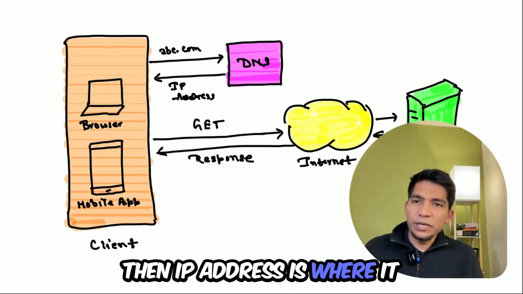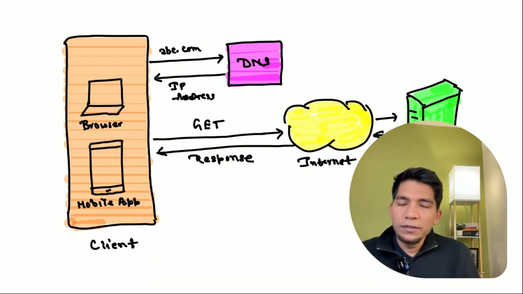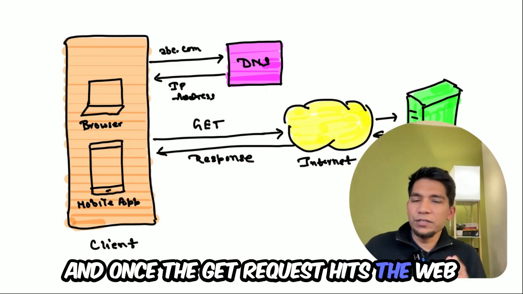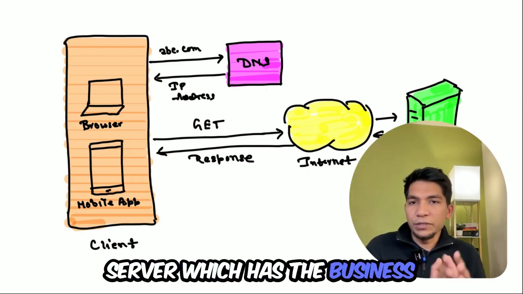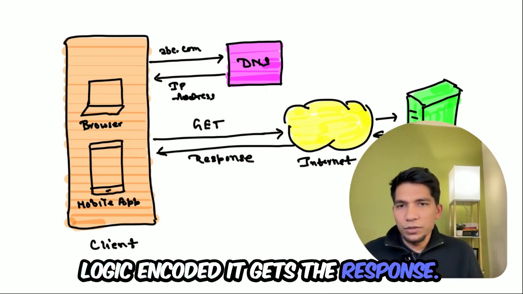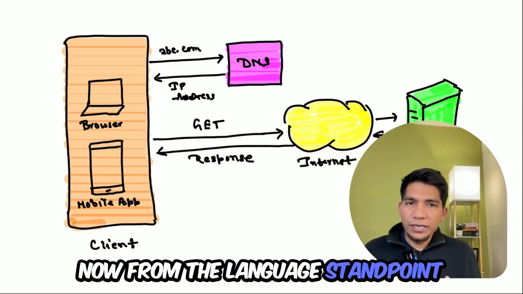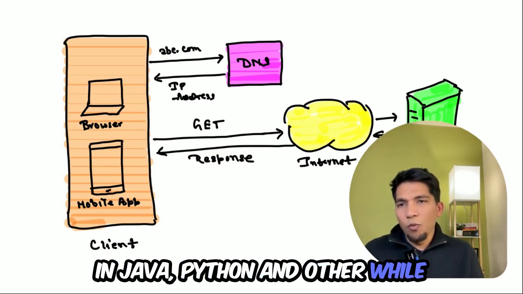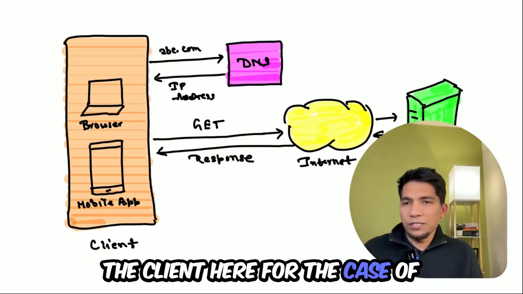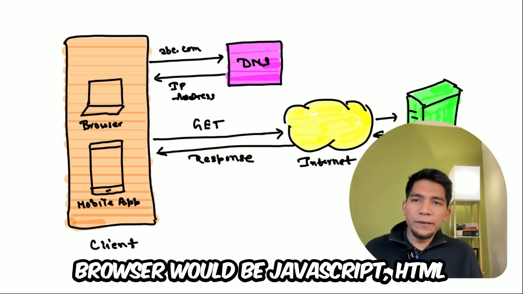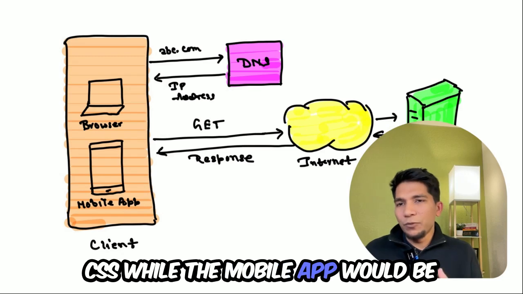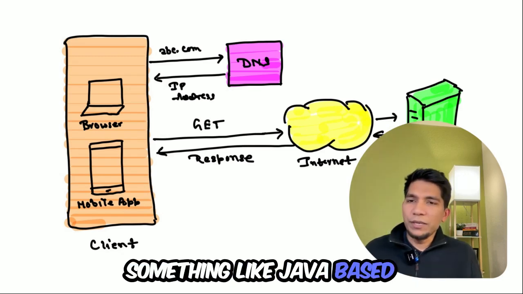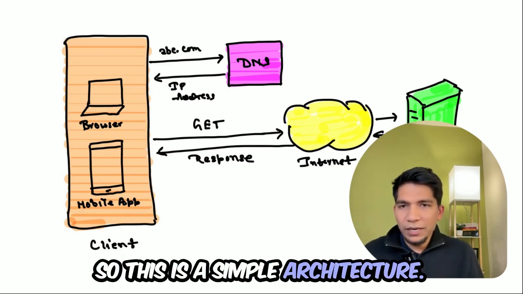Then the IP address is where it will make the API hit, in this case a GET request. Once the GET request hits the web server, which has the business logic encoded, it gets the response. From the language standpoint, the web server is generally coded in Java, Python, and others, while the client, in the case of a browser, would be JavaScript, HTML, CSS, while the mobile app would be something like a Java-based application. So this is a simple architecture.